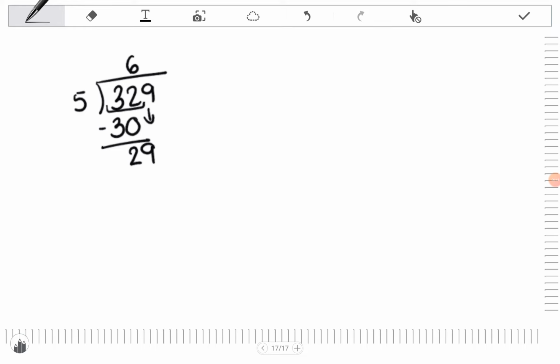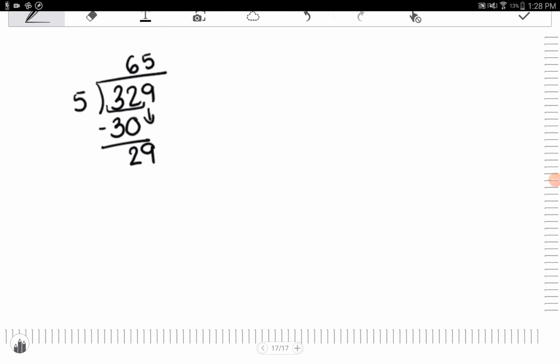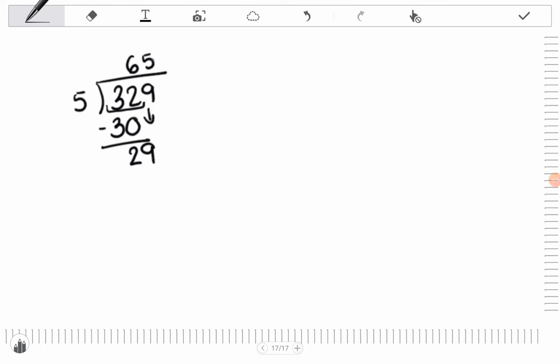So we need to divide. How many times does the 5 fit in the 29? In this case, it's going to be 5, because 5 times 6 is 30, and it's already over the limit. So we would say 5 times 5 is 25, and then we have to subtract: 29 minus 25 is 4.